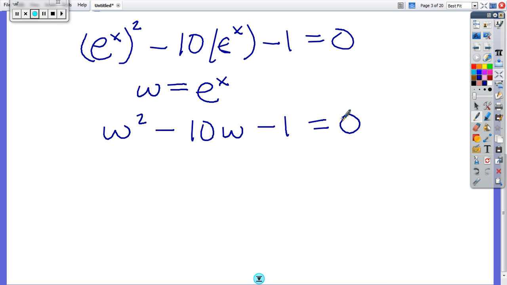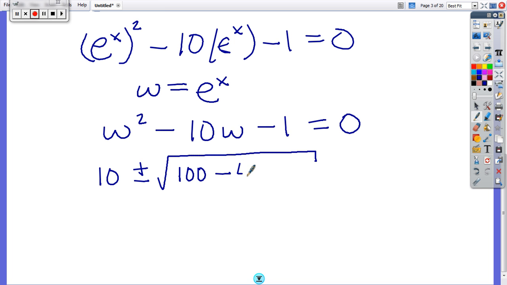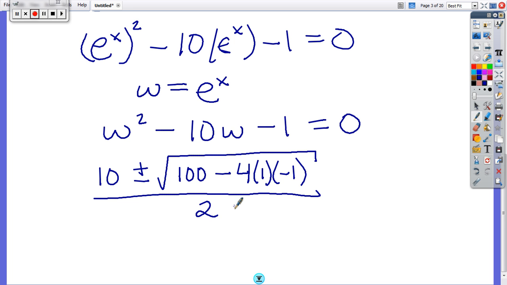Now I'm going to use the quadratic formula to solve this equation: the opposite of b, plus or minus the square root of b squared minus 4ac, over 2a. So the opposite of b, 10, plus or minus the square root of negative 10 squared, which is 100, minus 4 times a, which is 1, times c, which is negative 1, divided by 2a. Since a is 1, I'm just going to write 2.